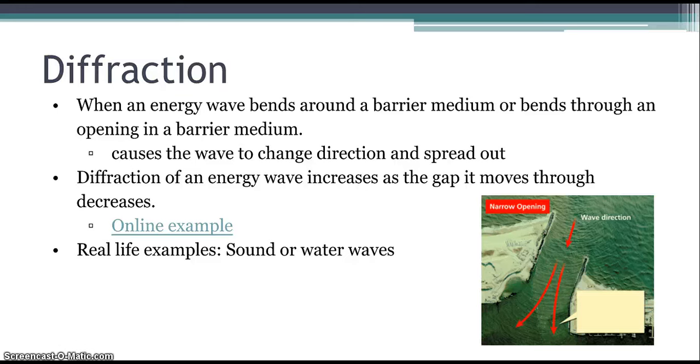Now, before we go on to the next and last wave interaction that we're going to talk about this year, I want to make sure that on the diagrams that you just drew, you label where the barrier medium is and the gaps, and you could even label the one with the hallways representing how sound energy moves, and the other two that we drew first, water waves moving around or in between barriers. So just make sure that you fully understand it before we move on.